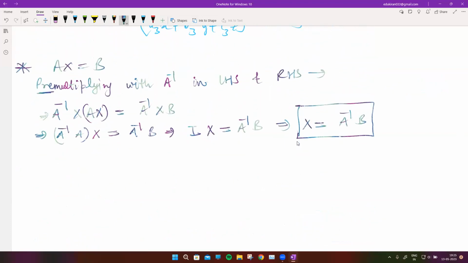So I can basically write this in an algorithmic form as well. First step should be identify A and B. You already know about X. Find out A inverse.